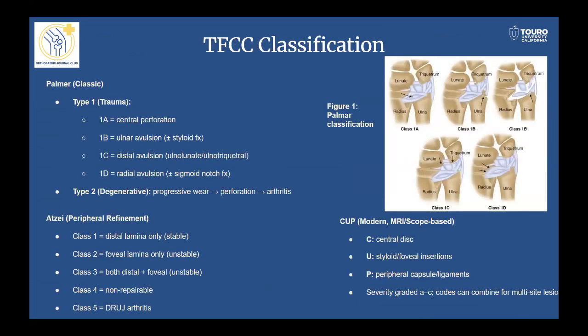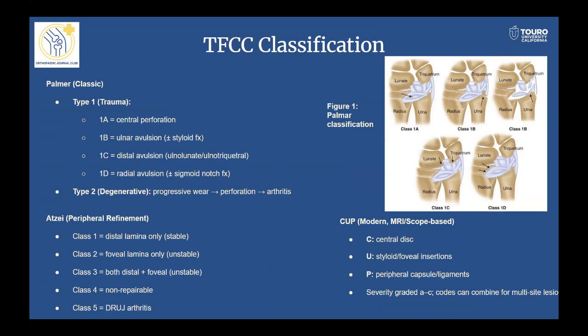I'll just blaze through some of these classification systems really quick. The Palmer system is the classic system. It's a really good starting point. It separates traumatic tears, which are type 1, from degenerative wear and tear lesions, which are type 2. And again, remembering that central tears are avascular and usually get debrided, while peripheral traumatic tears are usually capable of repair.